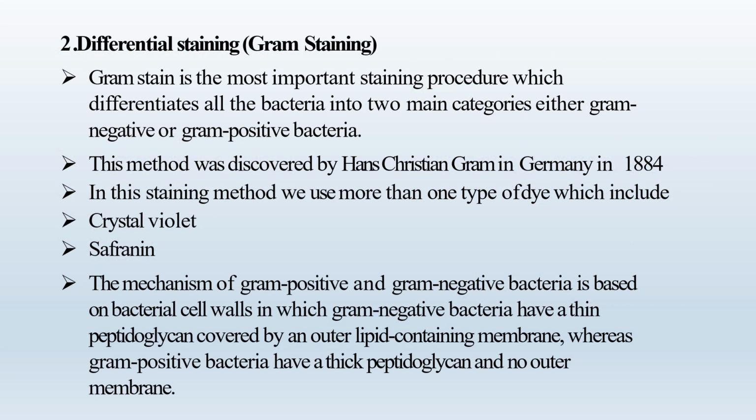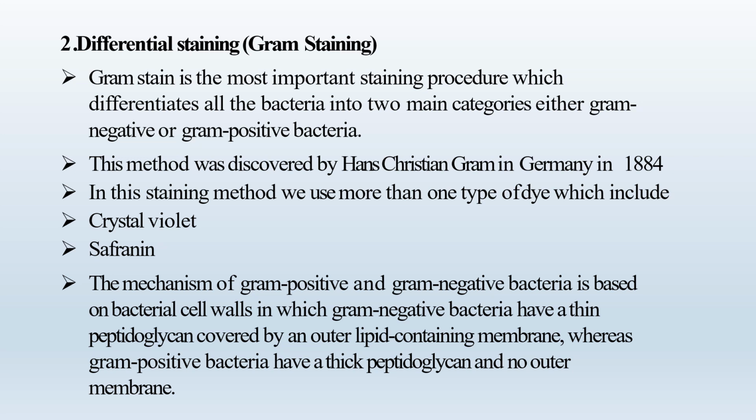So the next method is differential staining. An example is gram staining, and it is the most important staining procedure that differentiates bacteria into two main categories, gram positive and gram negative bacteria. This method was discovered by Hans Christian Gram in Germany in 1884.